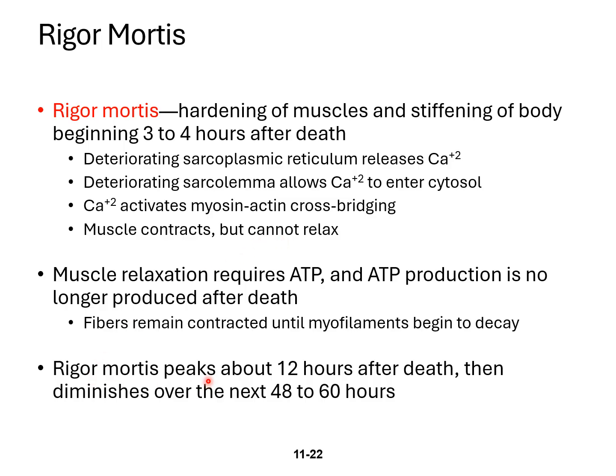Rigor mortis peaks at around 12 hours and then diminishes over the next 48 to 60 hours. And the reason why it starts to diminish is because you have other enzymes also being released at the same time that are going to start breaking down the actual proteins that are found in muscle fibers. So eventually the myosin head becomes no more because the protein that makes it up starts to break down.